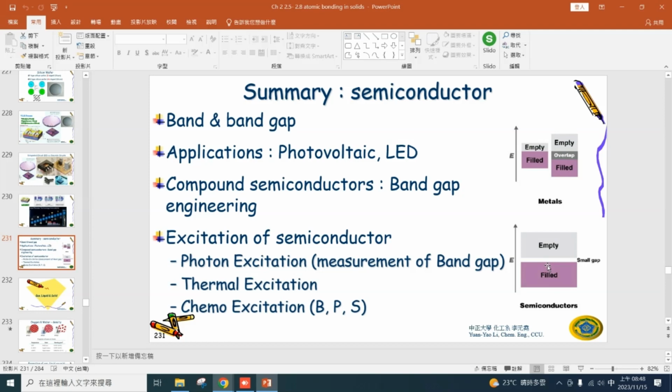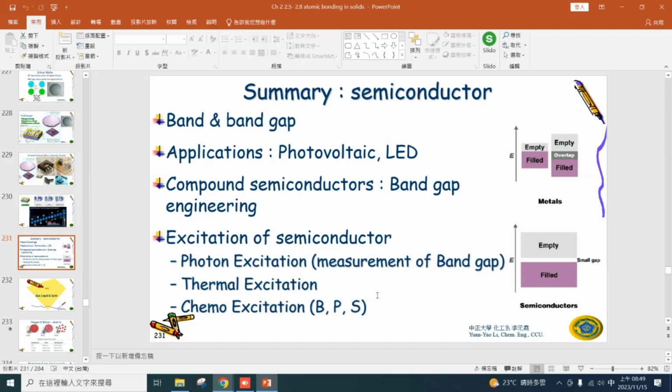And finally, we introduced the excitation of semiconductors. We introduced three methods. The first method, the one we started with, is called photon excitation. Photon excitation is using photon energy to overcome the band gap of the semiconductor. The second one is called thermal excitation. We use thermal energy to excite the semiconductor. Finally, there is chemical excitation.